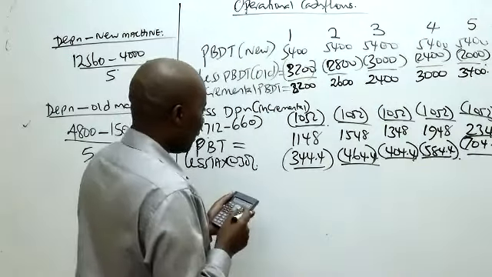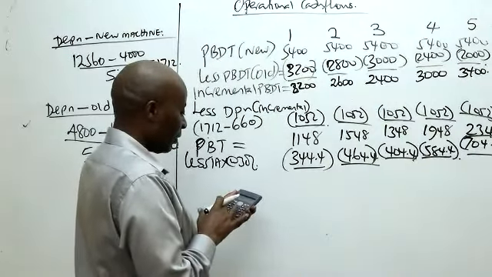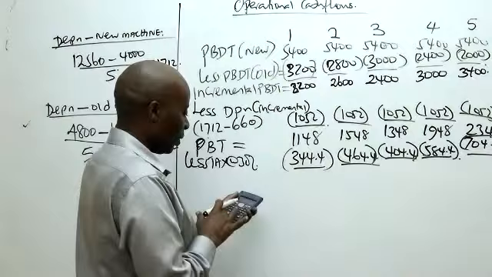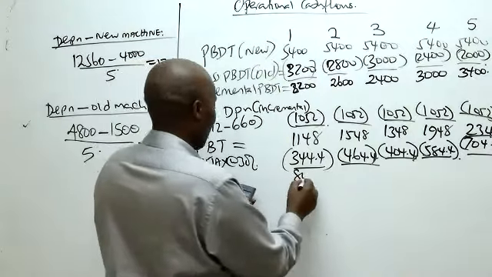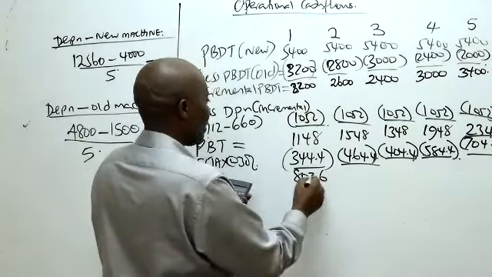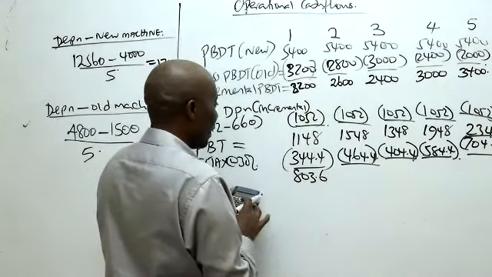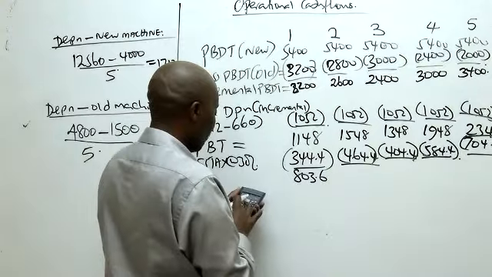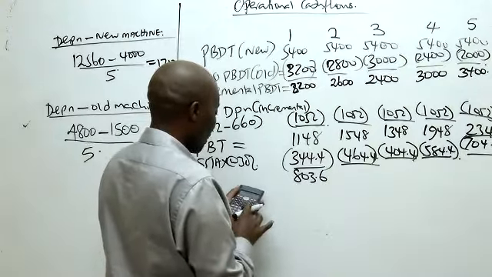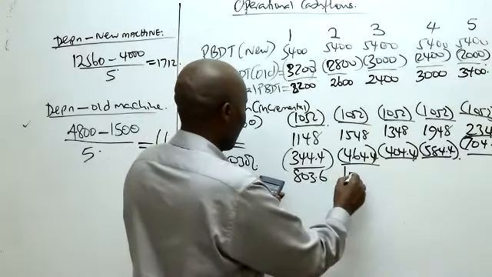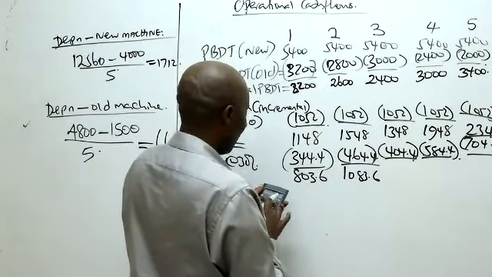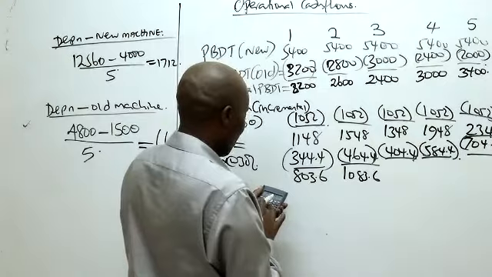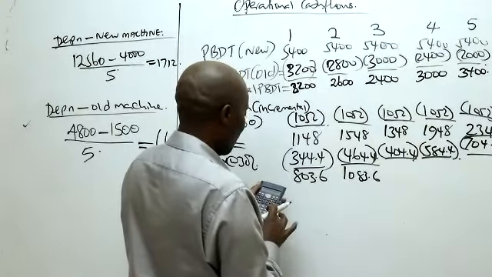So we have here 1148 minus 344.4, which will give us 803.6. 1548 minus 464.4, which will give me 1083.6. 1348 minus 404.4, which will give me 943.6.